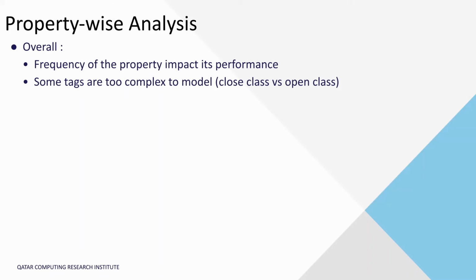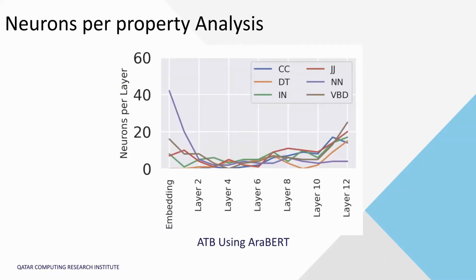Okay, so next, as I mentioned, we looked at the overall performance of tags. Now let's see how many neurons every tag uses inside the models. For this, I will try to use one or two models, and then you'll see the distribution of the tags inside every model.